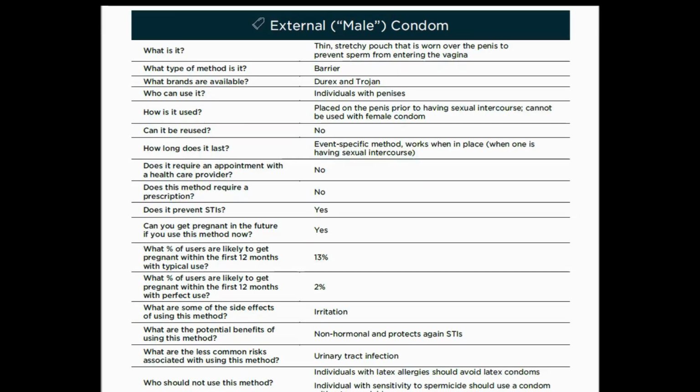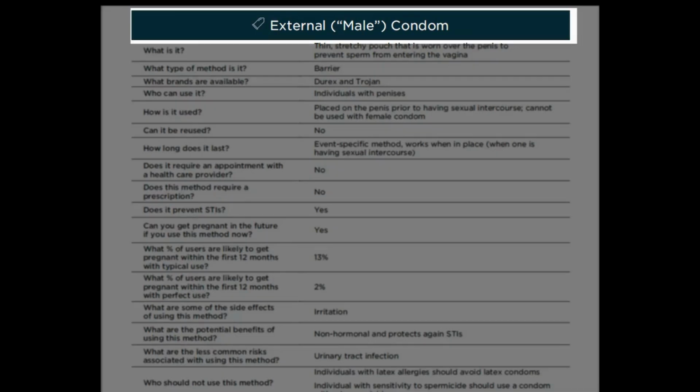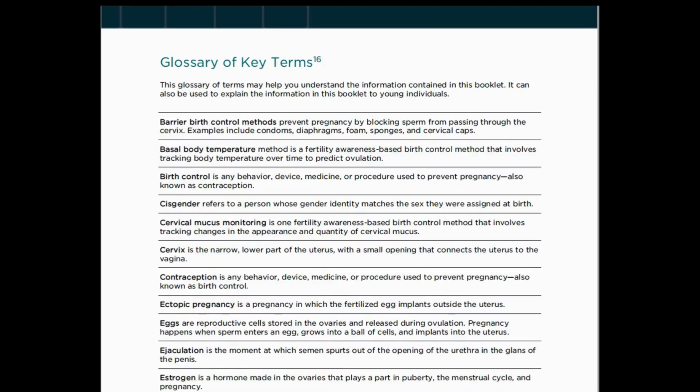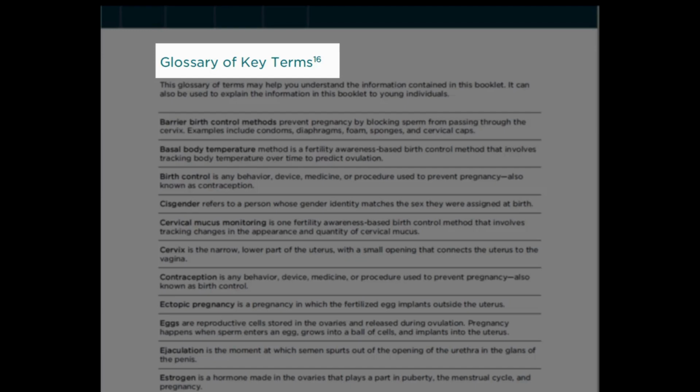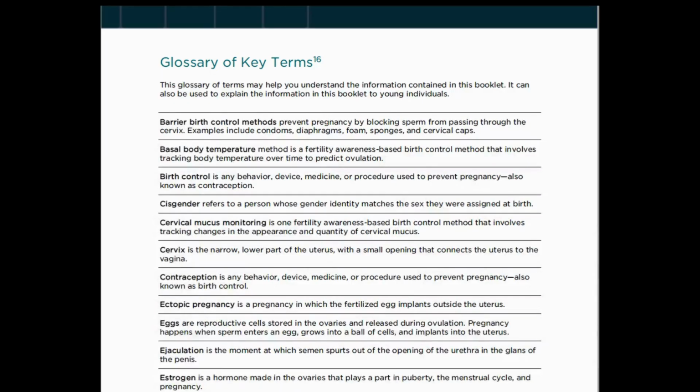This page provides information about condoms. The information booklet also includes a glossary of reproductive healthcare terms. For example, it defines barrier birth control methods, a category of birth control methods.